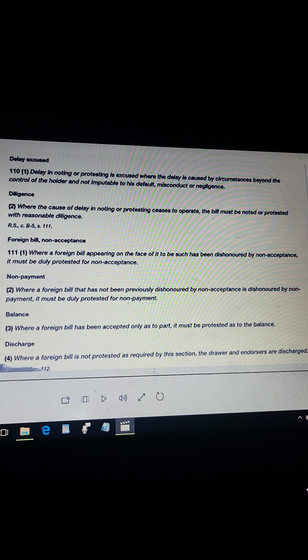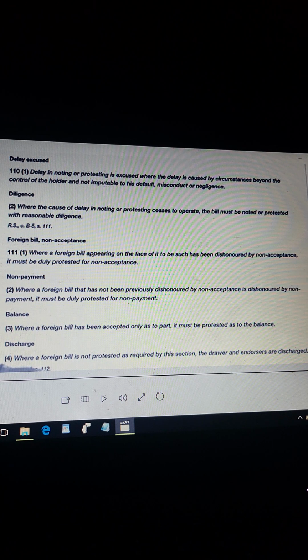Delay excused. 110. 1. Delay in noting or protesting is excused where the delay is caused by circumstances beyond the control of the holder and not imputable to his default, misconduct, or negligence. Diligence. 2. Where the cause of delay in noting or protesting ceases to operate, the bill must be noted or protested with reasonable diligence.